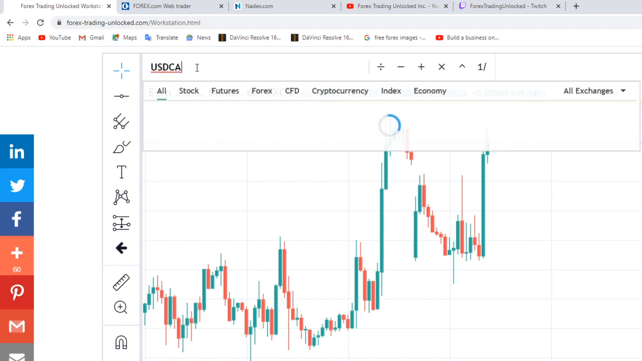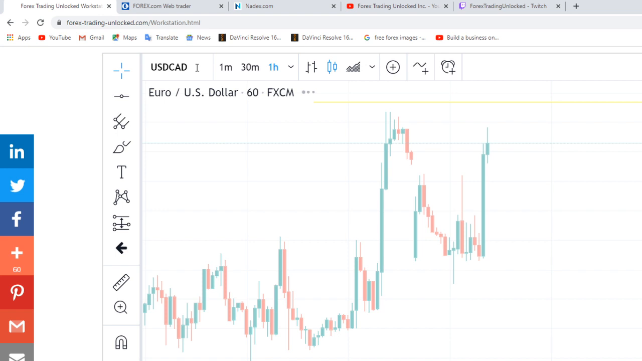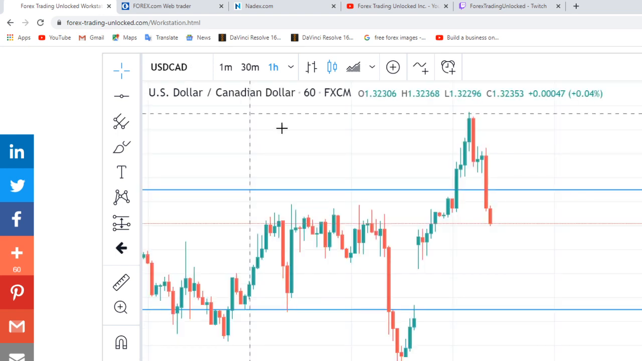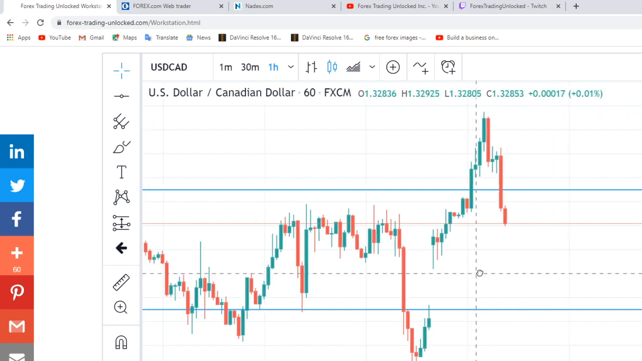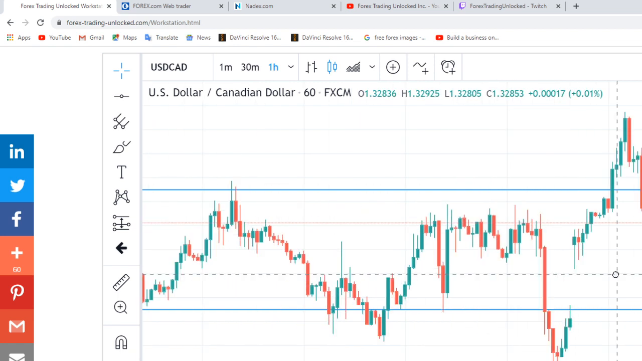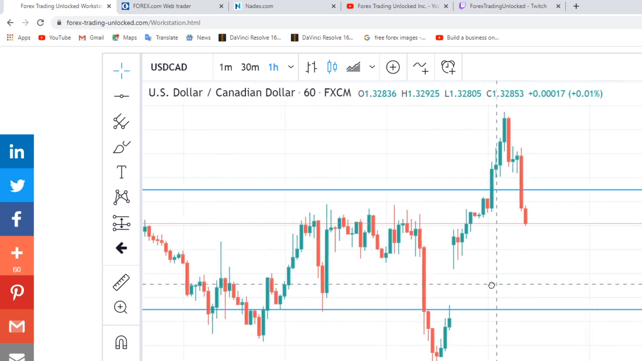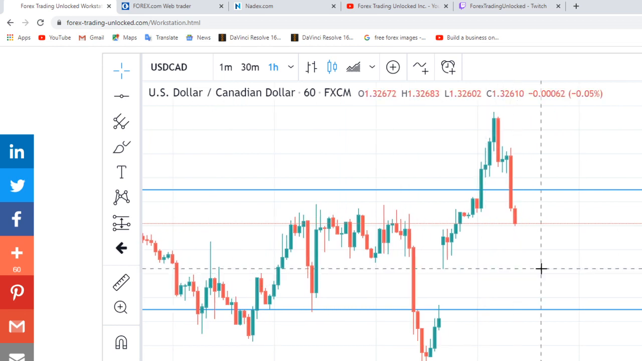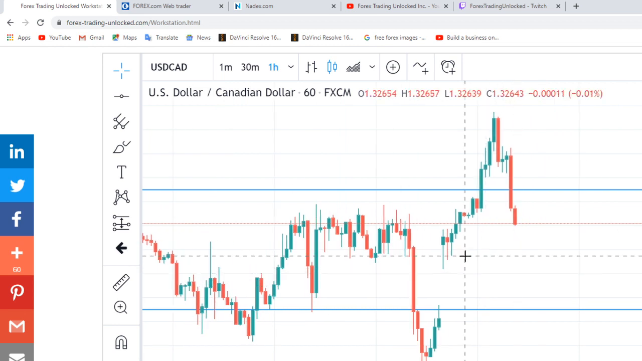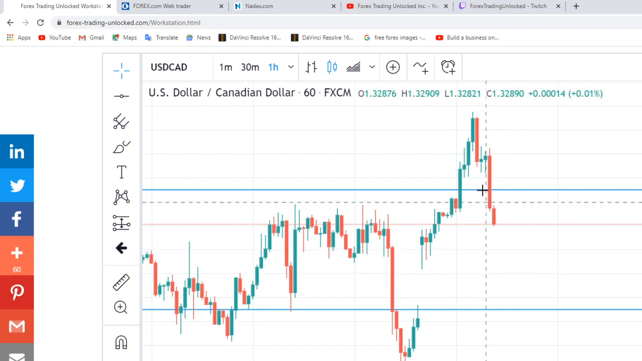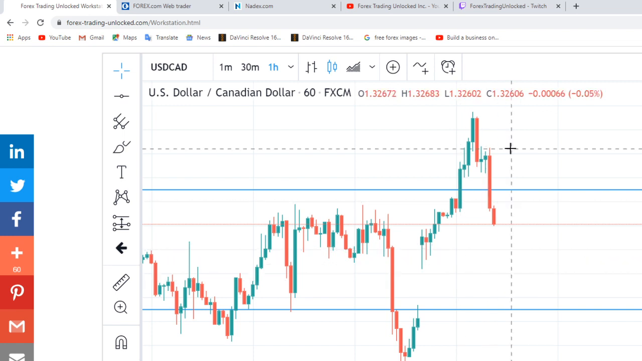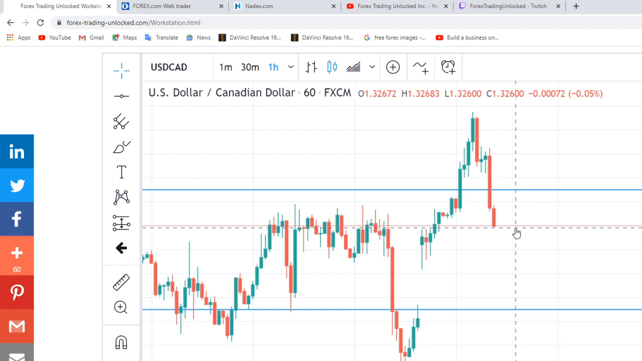So US dollar Canada, here we go. We're going to do the same thing and see what happened here. And oh, wow, now look at this. So this market has had a lot of volatility the past few sessions, but look at what happened here. We had Friday with this big gap, and then today it ran up, but now it's actually been trading lower. So the question is, once again, what do we do here?